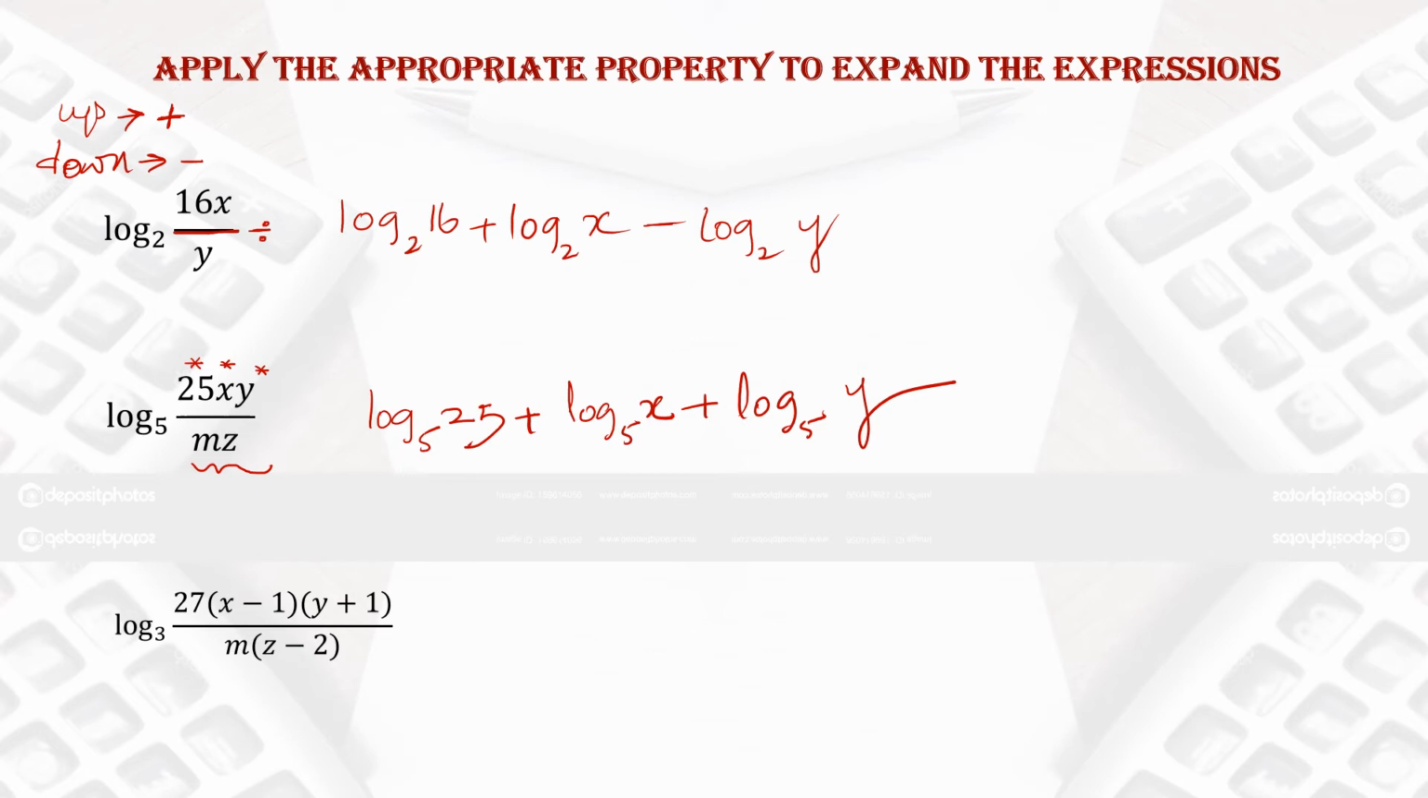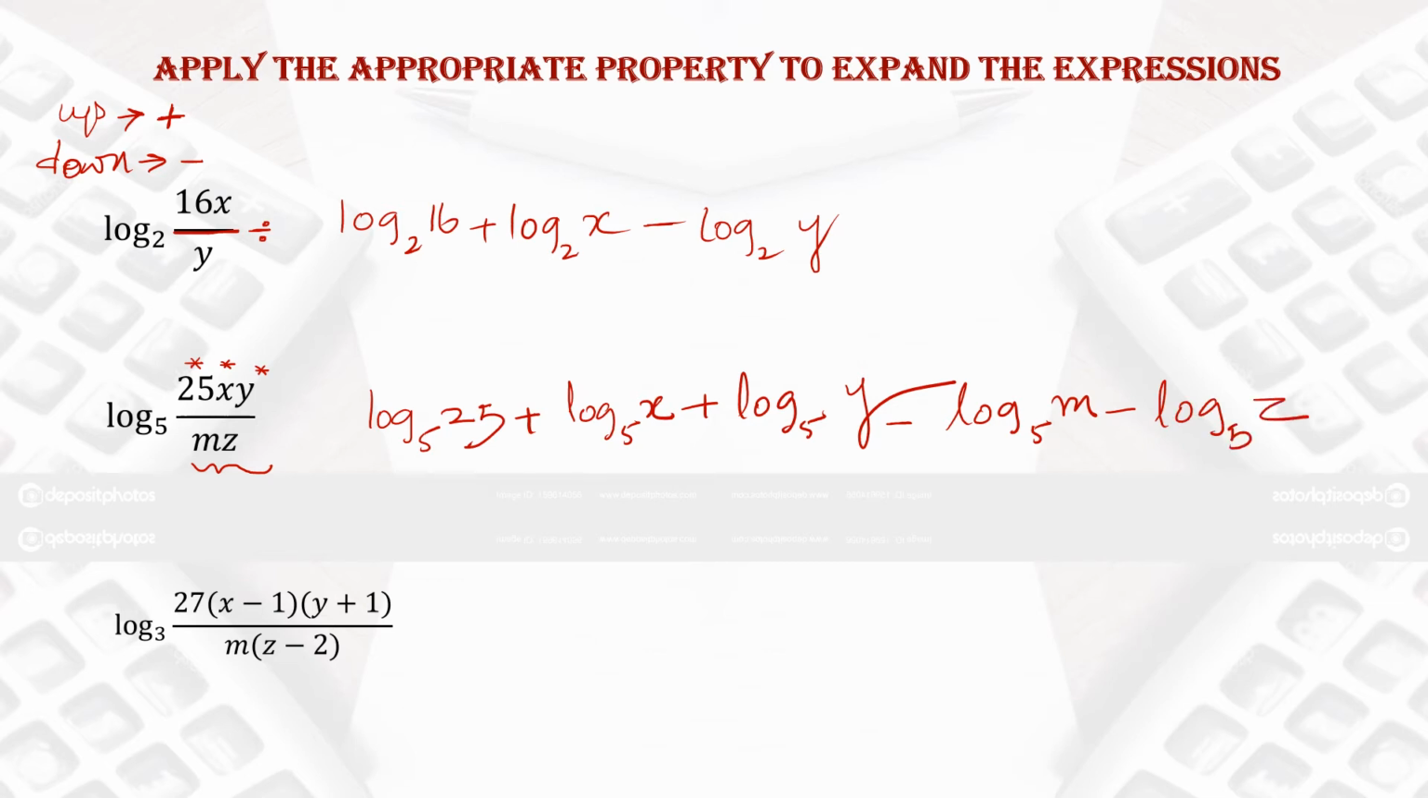So rather than writing two steps, just complete it in one step. It means write a negative sign because of the quotient. Then write log base 5 of m, and z is also in the denominator. So write log base 5 of z. Now what is the logic behind it?